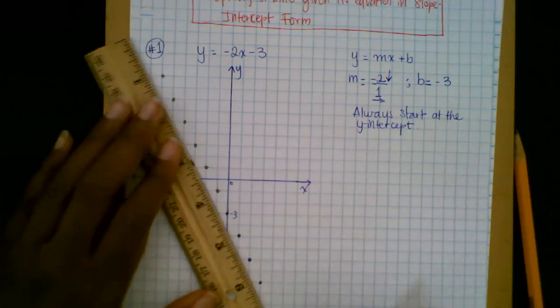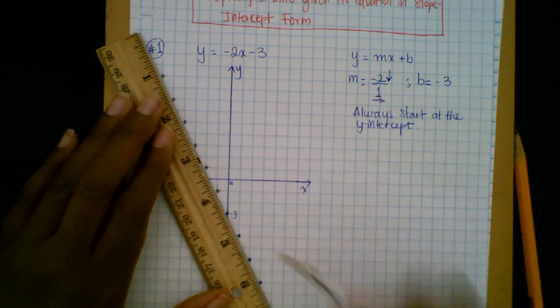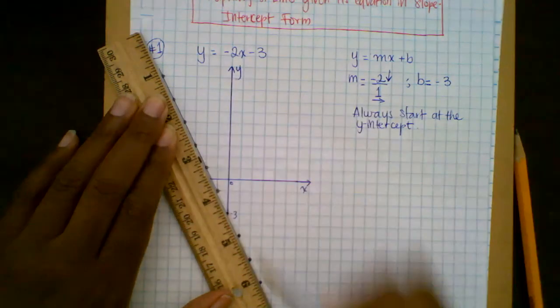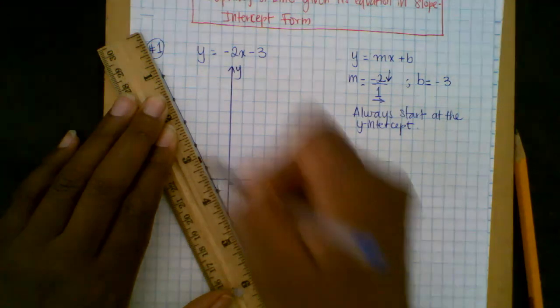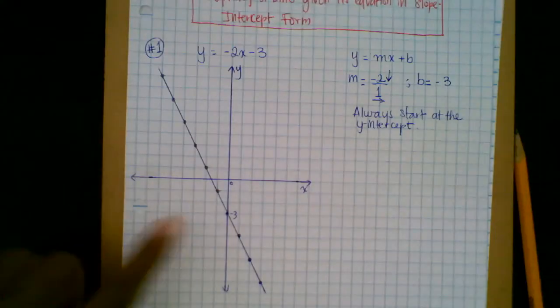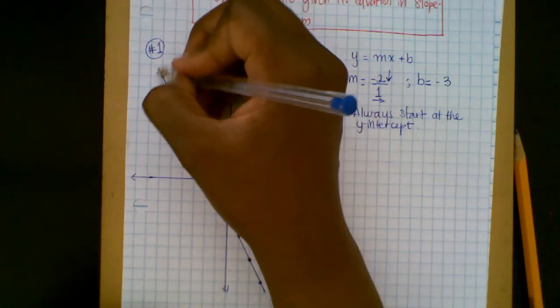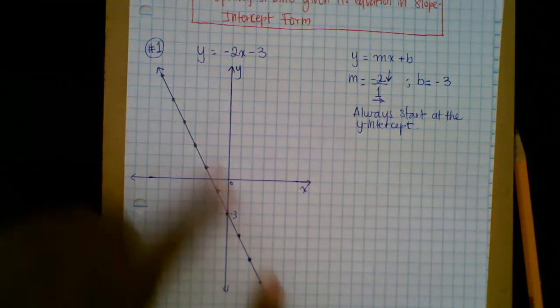Don't do only 1 or 2 dots. Do as many as you can until you get off the shot. Okay, so then you want to use your pen or your pencil and connect the dot with the ruler. Make sure it is a straight line. And because the line continues on both ends, you want to use arrows on both ends of the line. Why? The line keeps on going forever.